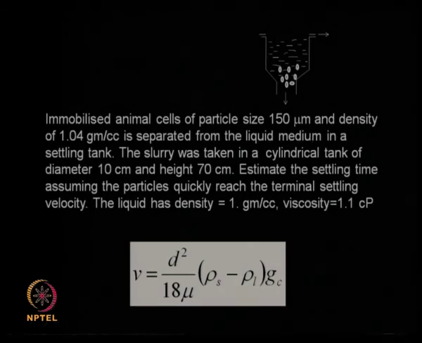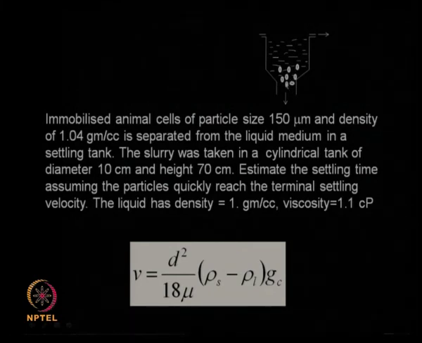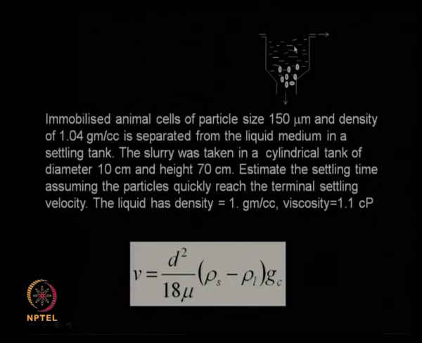So we would like the solids to settle down to the bottom, so that you will have a clear liquid at the top and the solids right at the bottom. We are doing this in a cylindrical tank, so the diameter is 10 centimeter, the height is 70 centimeter. Now I would like to know how long I should allow it so that the solids will all settle down. The assumption here is the solids quickly reach the terminal settling velocity, and the liquid has a density of 1 gram per cc and a viscosity of 1.1 centipoise.